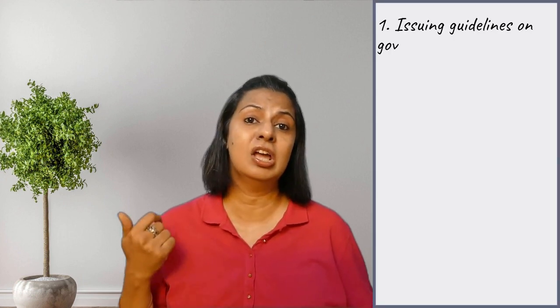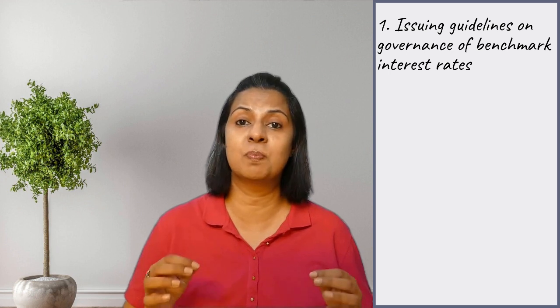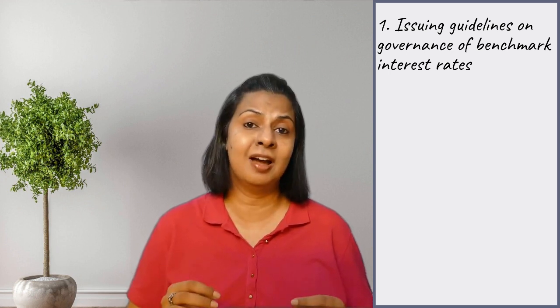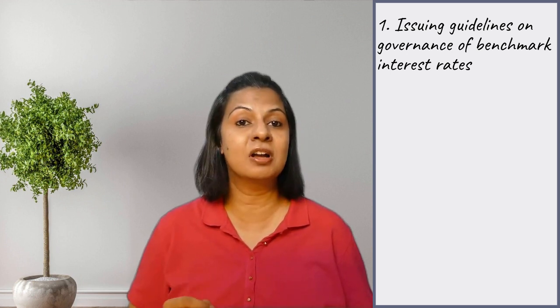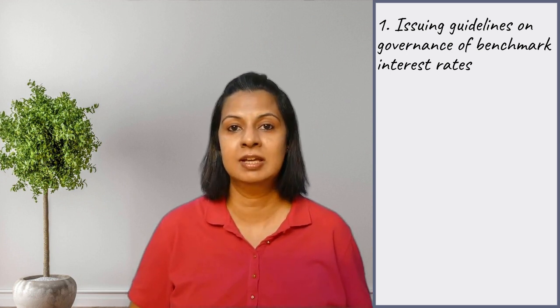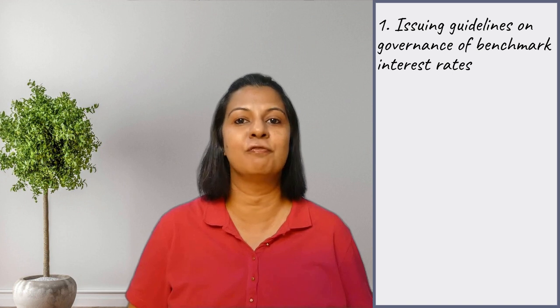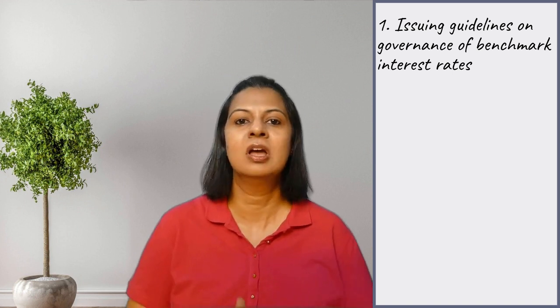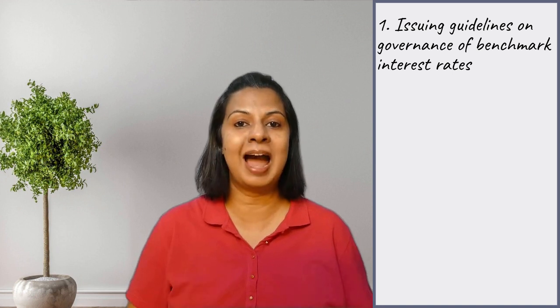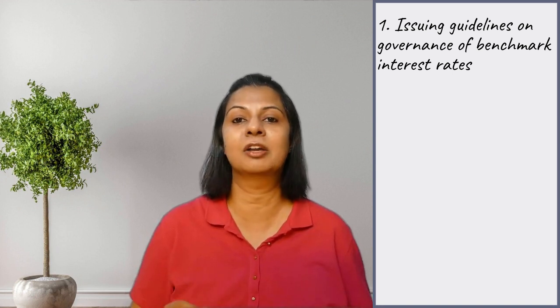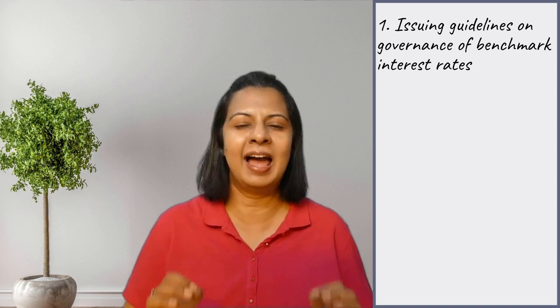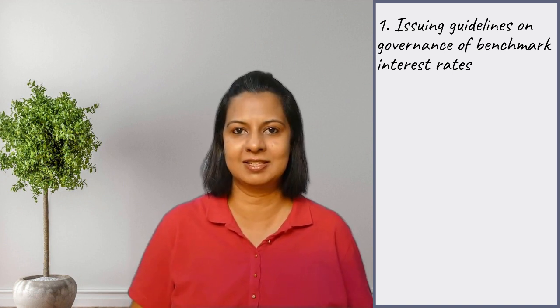The Reserve Bank of India or RBI also took several steps in India after the Libor and Euribor scandals. These include, number 1, issuing guidelines on the governance of benchmark interest rates. The RBI issued guidelines on governance of benchmark interest rates in 2014. These guidelines set out principles for the independence and transparency of benchmark administrators. The guidelines require benchmark administrators to be independent of market participants and to have adequate governance arrangements in place.